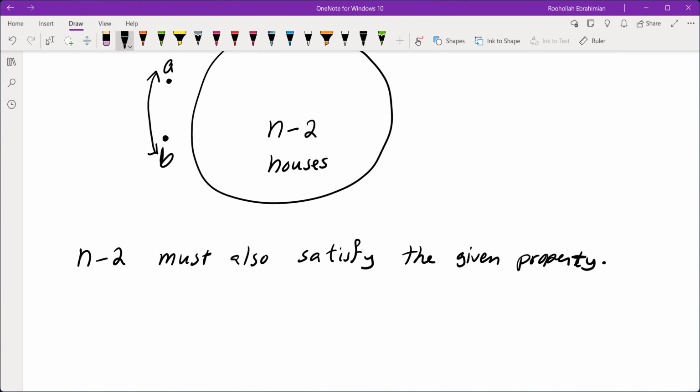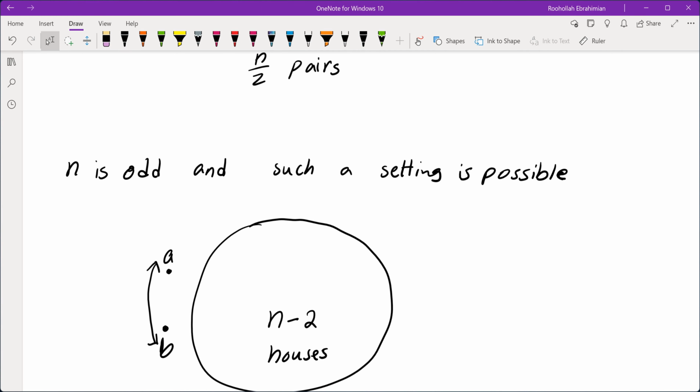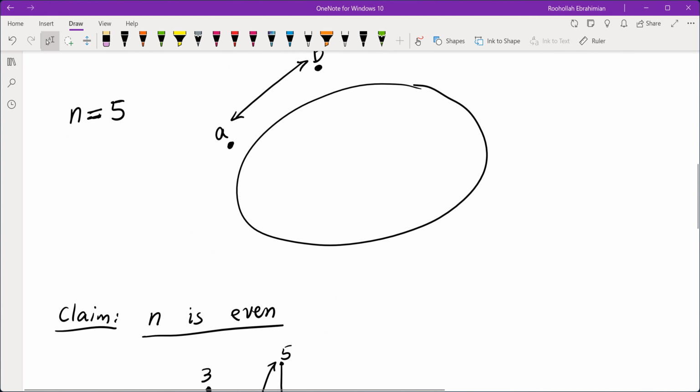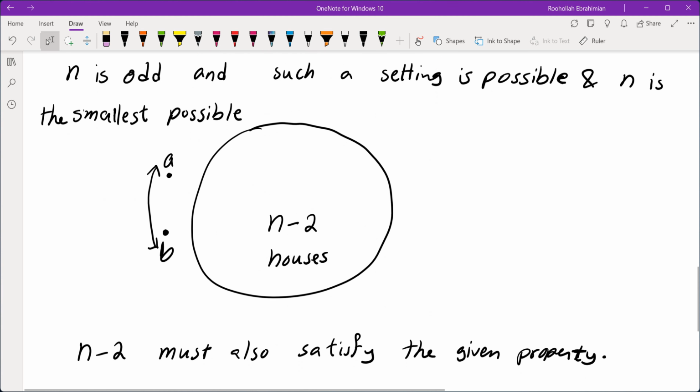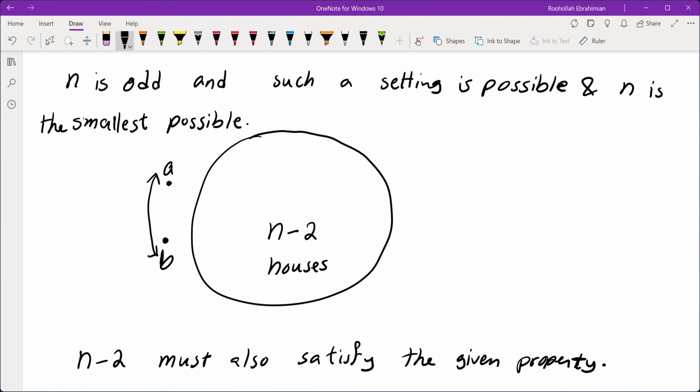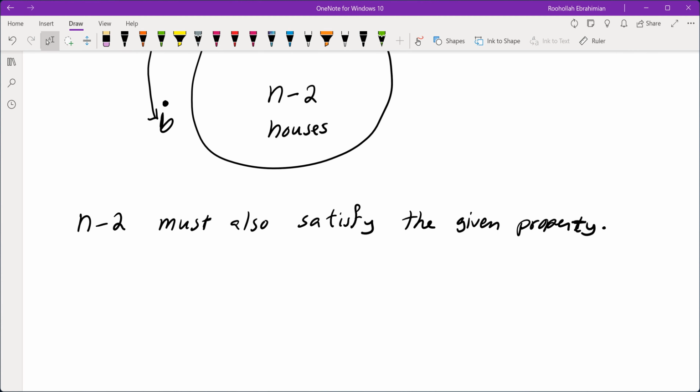The way we can create a contradiction is we're going to assume that n is an odd number and n is smallest. We know that n equals 3 doesn't work. We just talked about why n equals 3 does not work. So if we take the smallest possible, we get a contradiction because we just showed that n minus 2 must also work, which means n cannot be the smallest possible. For n odd, we showed that it is not possible. So then the answer is n is even.